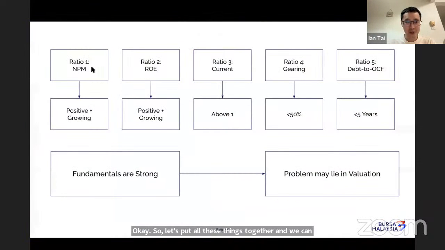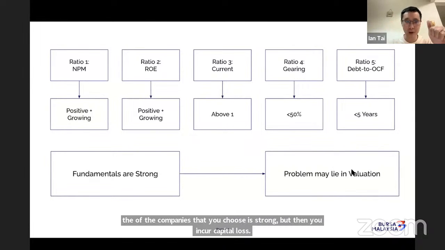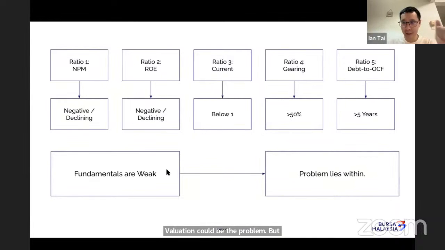So we have the 5 ratios: net profit margin, return on equity, current ratio, gearing ratio, debt to OCF. So these are the metrics that you may want to measure. So if the fundamentals of the companies that you choose are strong, but then you incur capital loss, valuation could be the problem. But if let's say the fundamental is weak, then you actually did not do value investing lah. Then you have to revisit why you bought the stock in the first place. So that is actually the case here.